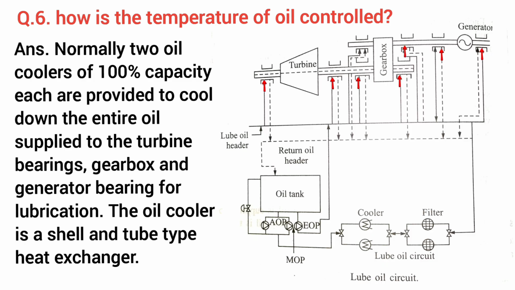How is the temperature of oil controlled? Normally two oil coolers of 100% capacity each are provided to cool down the entire oil supplied to the turbine bearings, gearbox and generator bearing for lubrication. Oil cooler is a shell and tube type heat exchanger.